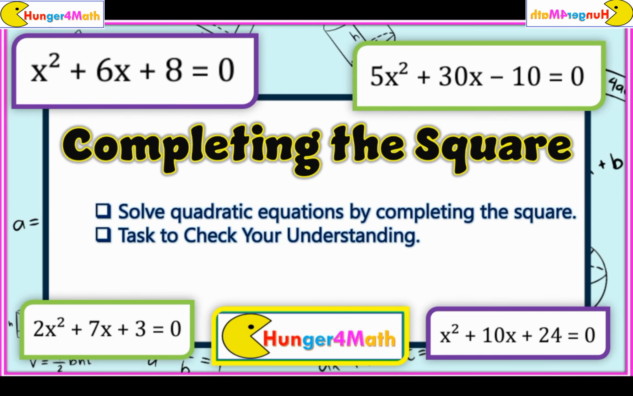In this video, we're going to cover completing the square. The aims are to solve quadratic equations by completing the square and tasks to check your understanding.